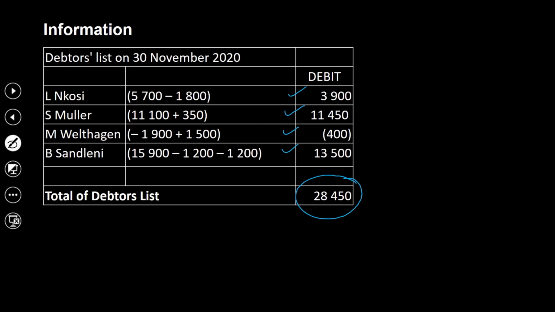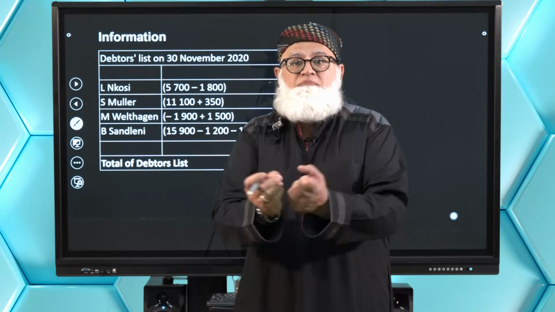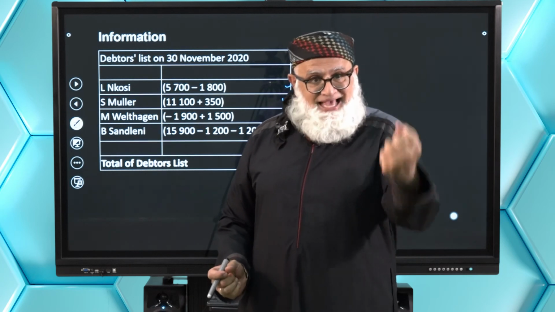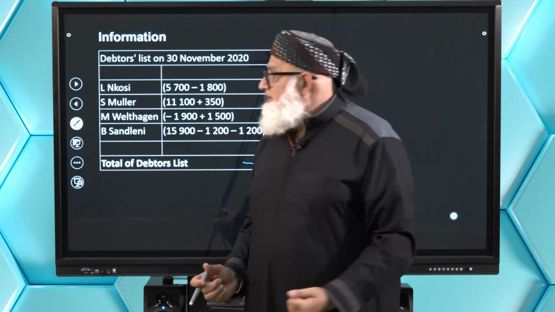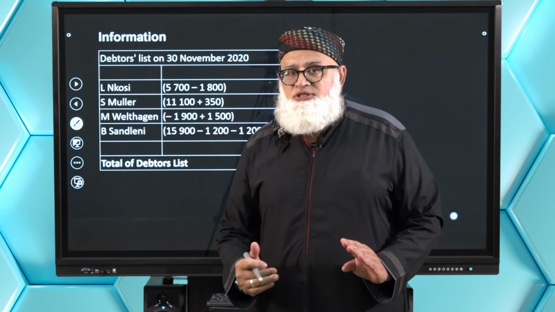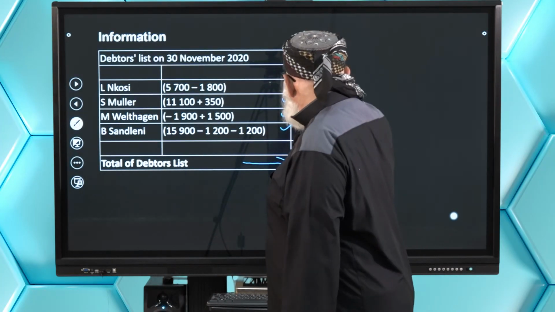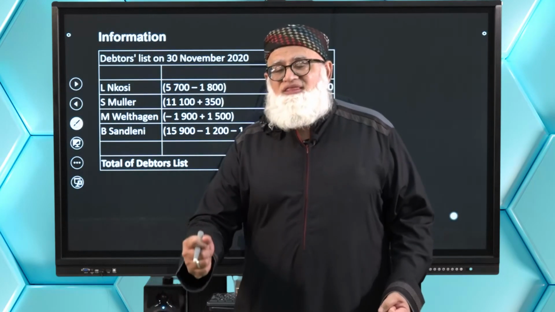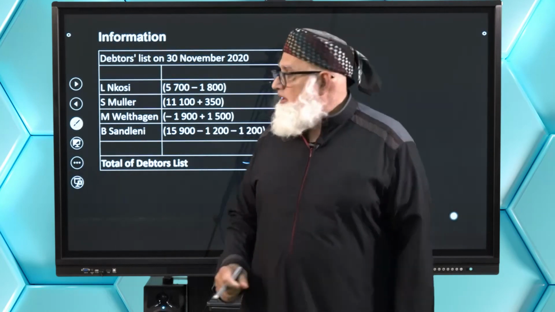Let's just get to that slide. There we go. 28,450. What have we done? We have reconciled. We've brought together. The word reconcile means to bring together. We've brought together what? The debtors control account balance as it appears in our general ledger, which was 28,450, and we have managed now with the errors and omissions to ensure that our debtors list as it appears in my debtors ledger, how much? 28,450. Voila. We have reconciled the debtors control account with our debtors list. Okay.